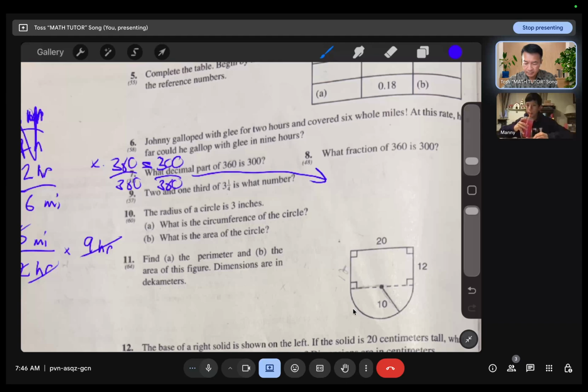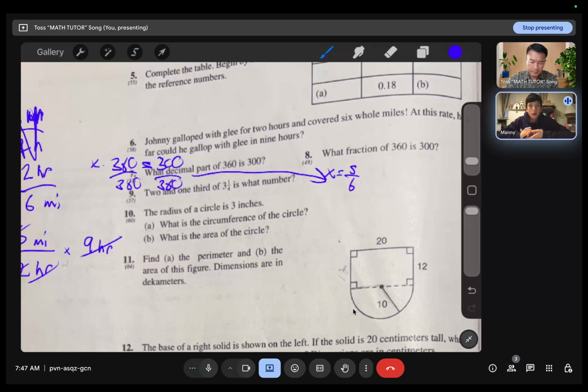Wait. Did you say 5/6? Yeah. Because if you cross out the zeros, it's 30 over 36, and 6 goes into 30 5 times, and 36 six times. What do you do from there?